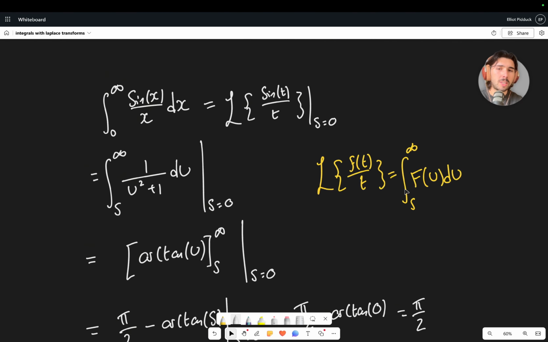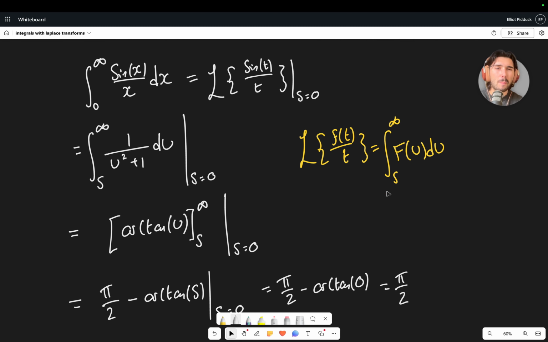Again, I can't really emphasize enough how powerful this is. I've got a 20-minute long video doing this integral. We've just done it in like 3 minutes or less. So it's unbelievably quick. Again, not because it's some magical thing, but because all of the work in getting these results, like the Laplace transform of f of t over t, has been done elsewhere.